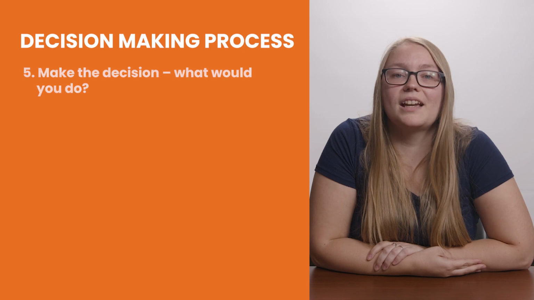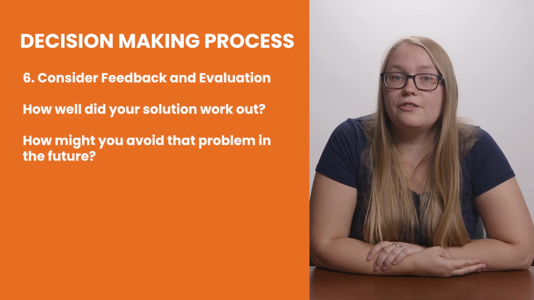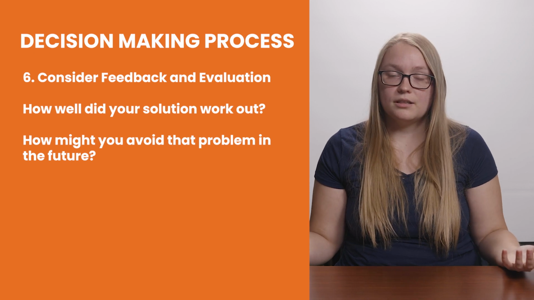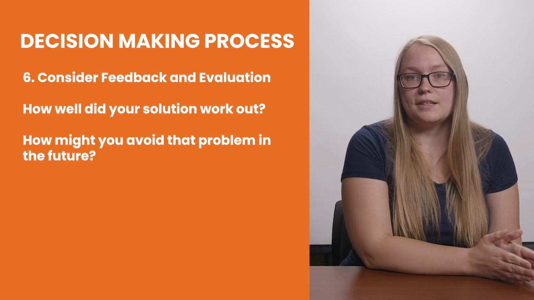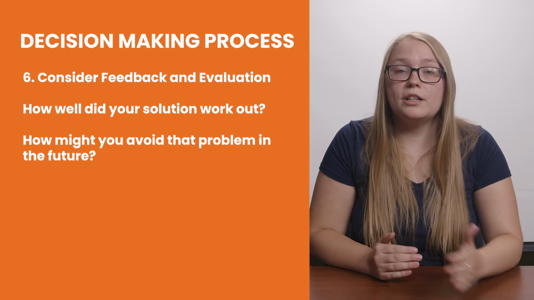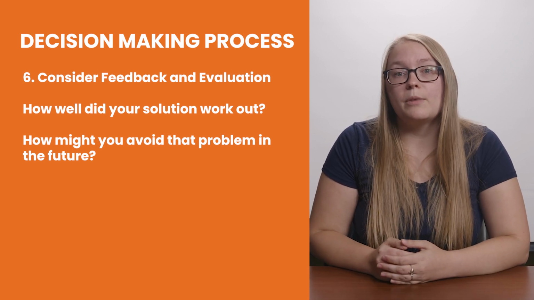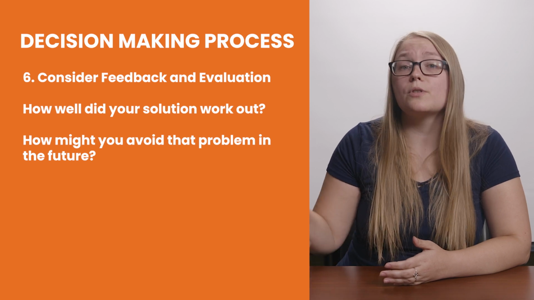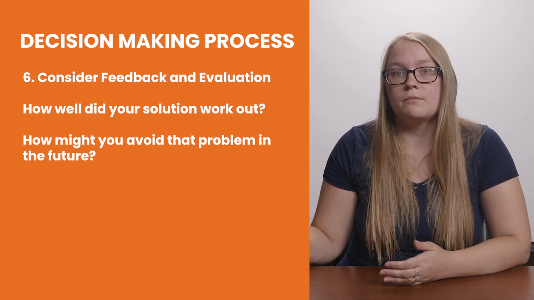And then number 6, consider the feedback and evaluation. How well did it actually work out? So when you're thinking about consequences ahead of time, you're thinking about what might happen. In this stage, you've already made the decision, and you're thinking about what actually happened. How did this end up? What were the results of this decision?